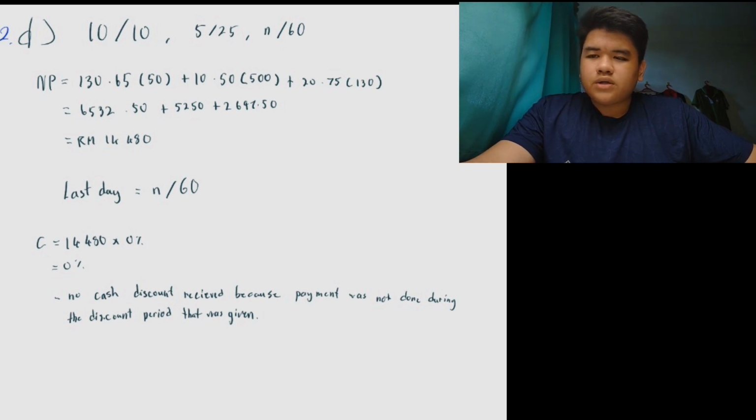substitute the net price into the cash discount formula, then solve it. And at the end, you will get the answer 0% cash discount. It is because there's no cash discount that given at the end of the last day of the discount period.